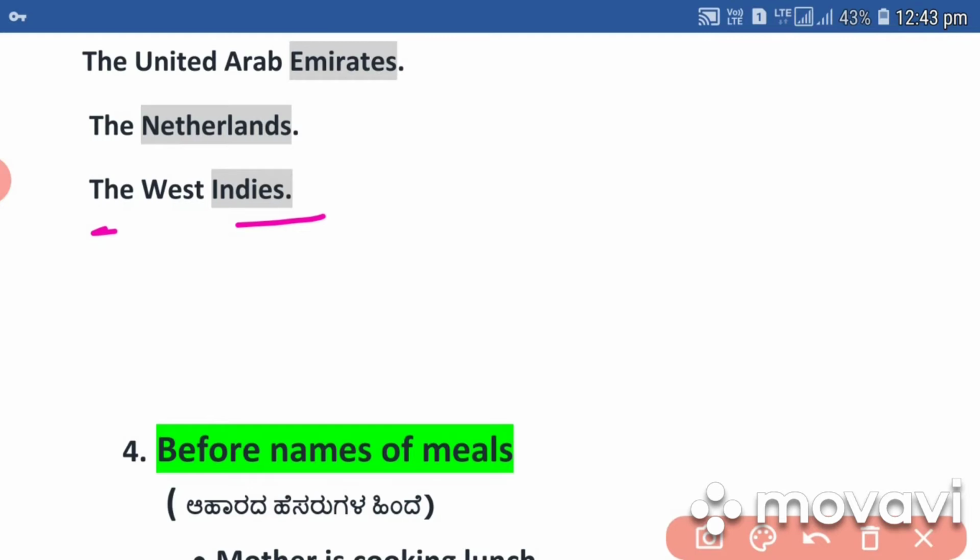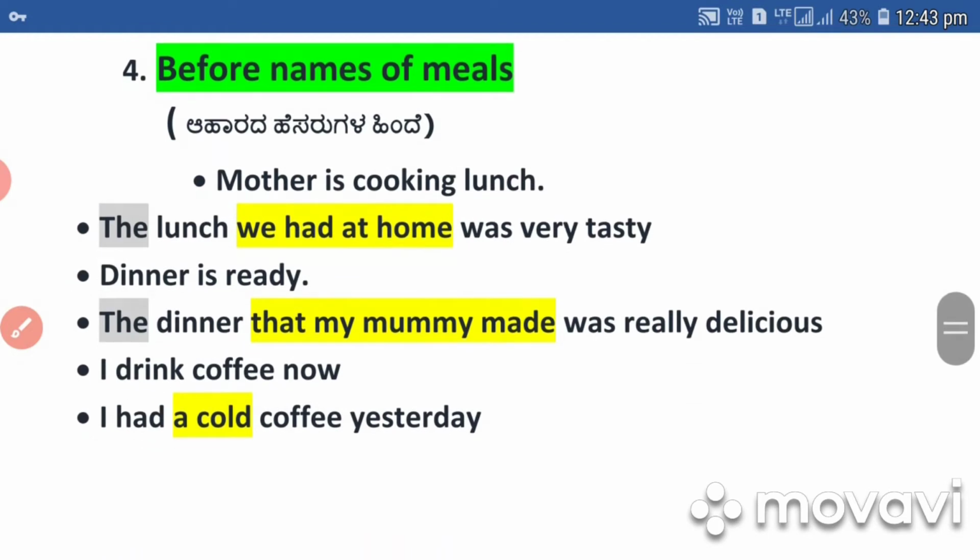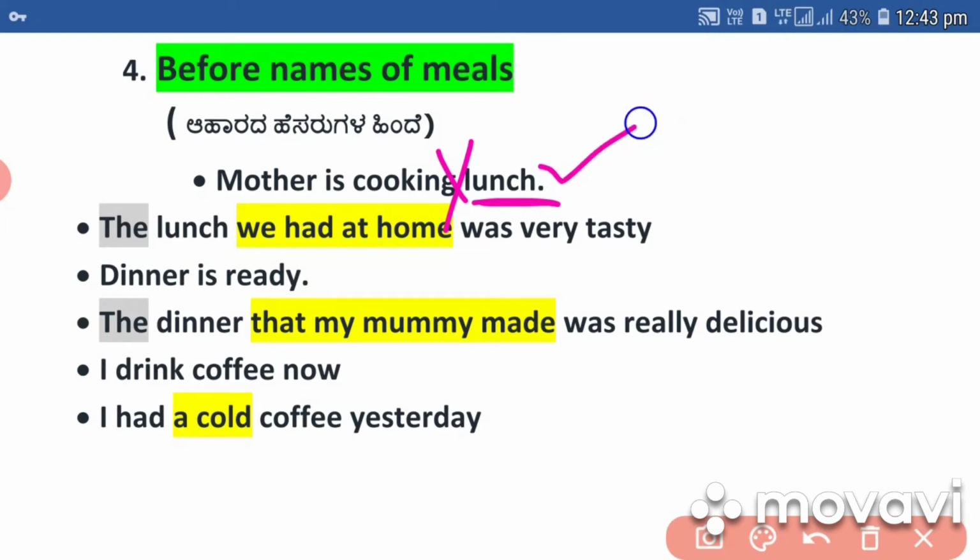Okay, now one more rule here. We don't use articles before names of food or meals, but only in a general sense I'm telling, okay? For example, "Mother is cooking lunch," so lunch is here, no article. Next, "The lunch we had at home was very tasty." The first sentence was in a general sense, so we haven't used any article, but this sentence is in a particular sense, so I used "the" here, right.